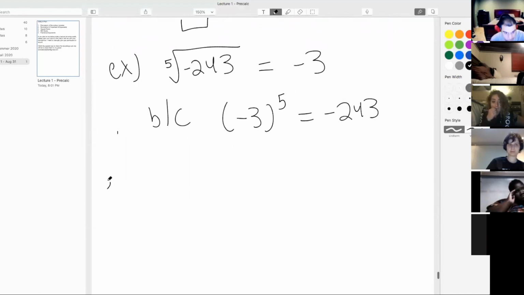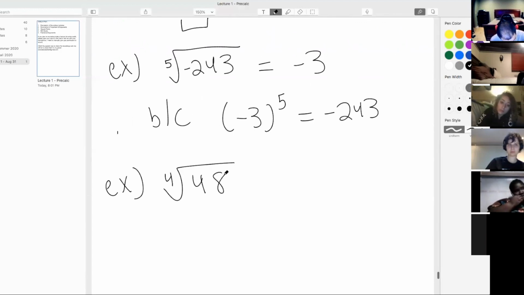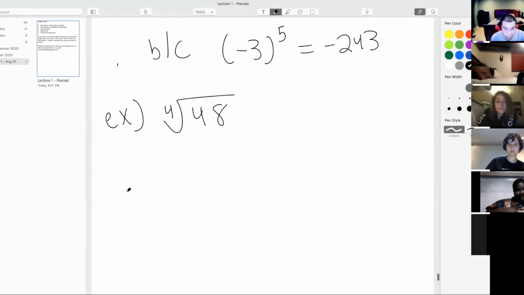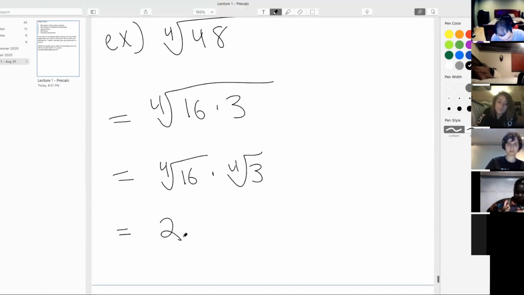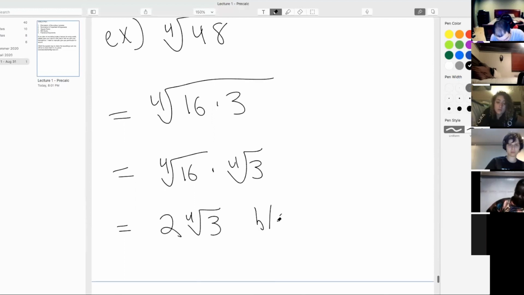Very good. And let's do one a little more tricky. How about the fourth root of 48? Okay, so I'm going to rewrite this as the fourth root of 16 times 3. Now I will use my properties of radicals to rewrite this as the fourth root of 16 times the fourth root of 3. And this is now 2 times the fourth root of 3, because 2 to the fourth power is 16. So this guy became 2.